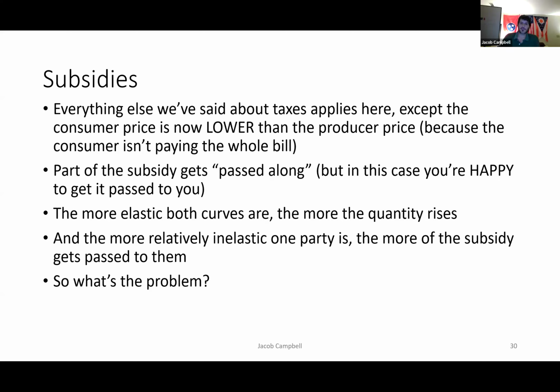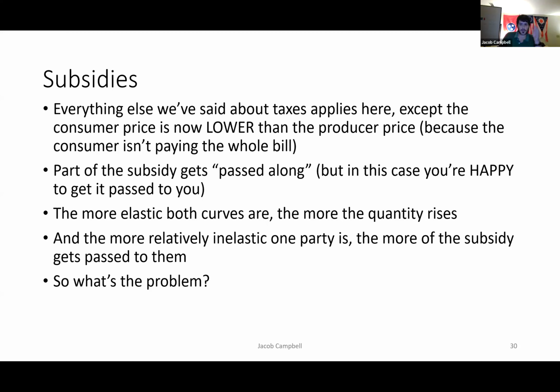The more elastic both curves are, the more the quantity rises. And the more relatively inelastic one party is, the more of the subsidy that's going to get passed to them. So all of our reasoning stays the same. So what's the problem? Based on what I've described so far, you might not see one. With the price controls, ceiling and floor, and with the tax, the problem was always that the quantity fell.